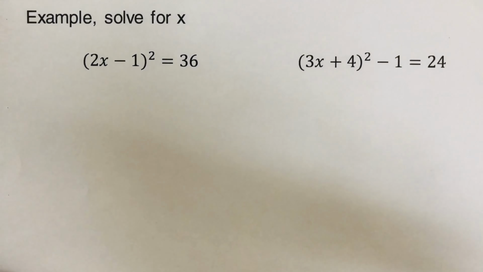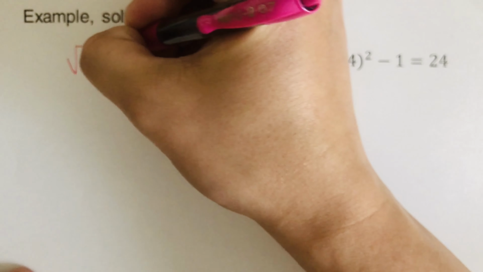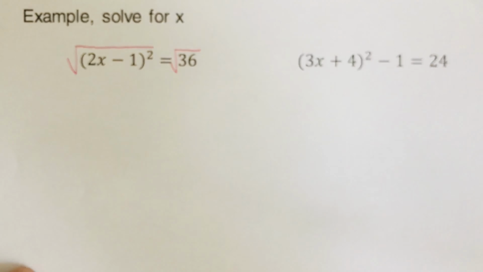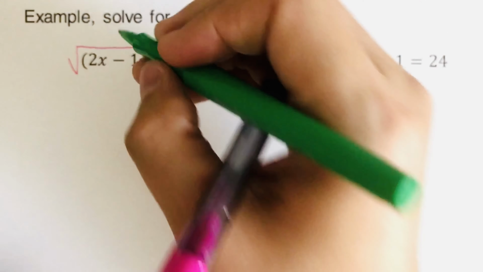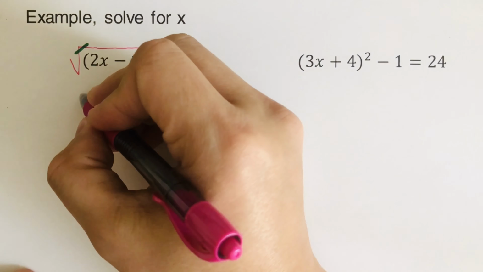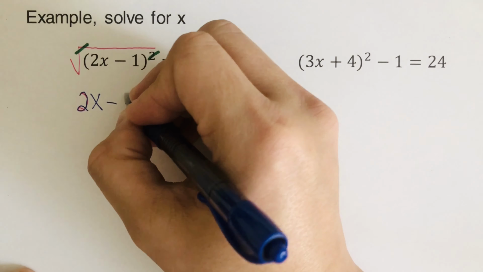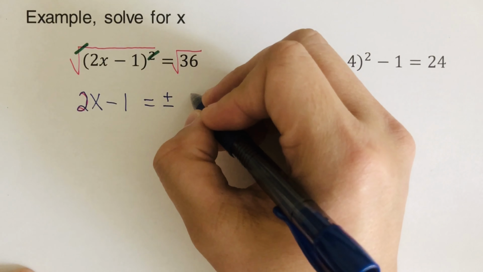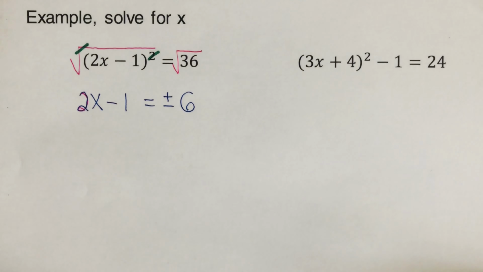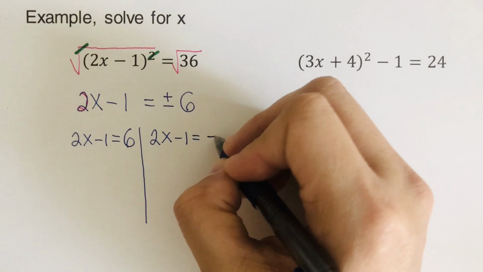In this problem right here, in order to get rid of the squared, I need to square root both sides. So whatever I do on one side of the equation, I have to do on the other side as well. So this gets crossed out, and I'm left with 2x. So that's going to be 2x minus 1 is equal to plus or minus 6, because the square root of 36 is 6. So from here, I can have two answers for this. That would be 2x minus 1 equals positive 6, and 2x minus 1 equals negative 6.